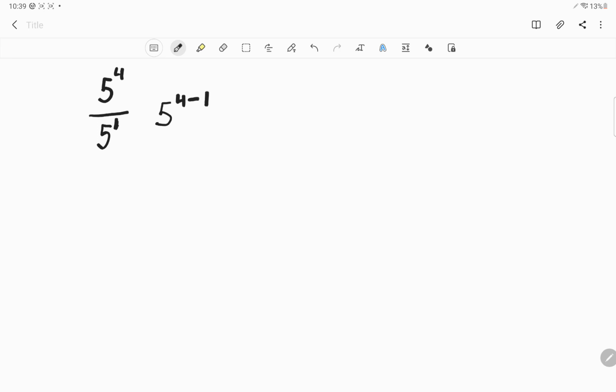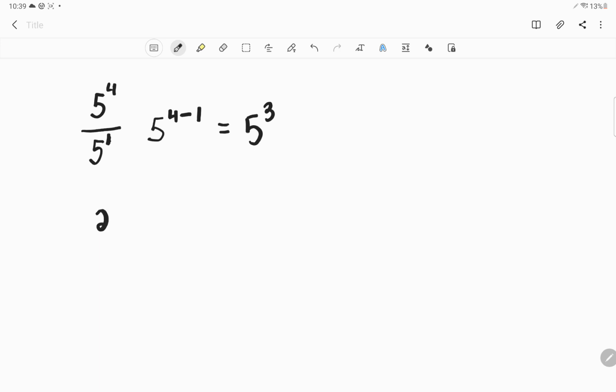Okay? So now I got rid of the fraction. Now I have 5 to the power of 4 minus 1. What's 4 minus 1? Well, 4 minus 1 is 3. So that equals 5 to the power of 3. And that's it. Literally, that's all you have to do with this type of problem. Now, sometimes you're going to get something like this. I think this is also one of the problems, not too sure. We're going to get 2 to the 2nd power over 2 to the 3rd power. Okay? That works fine, right?